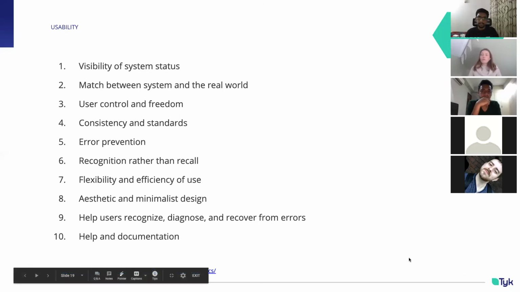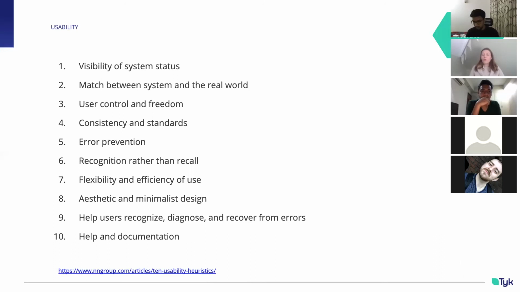User control and freedom. This is all around making sure that the user always has a feeling of control in anything that they're being asked to do. As human beings, we don't like putting control in other people's hands. So it's important to get that across on a system as well.